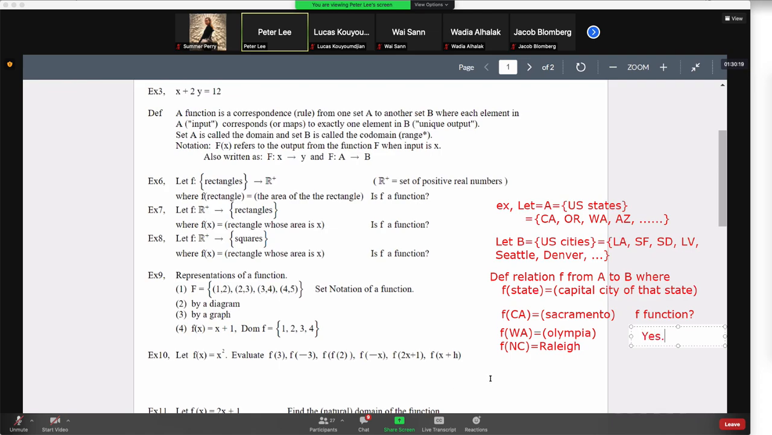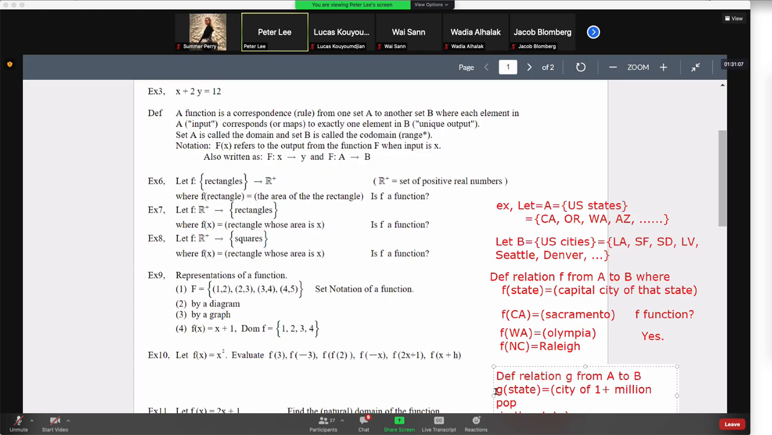But now, let me create another one here. Let's define relation G, from A to B. Same thing, G from A to B, with the same sets. Now I'm going to define G of state is equal to city, the U.S. city of 1 plus million, a million of population, in the state. Let's say I'm going to define this.